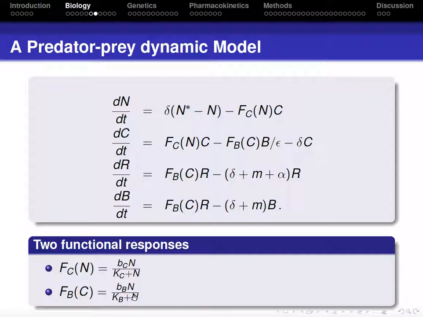So one thing we can do in statistics is that we should be able to estimate this function as a function of C, and also we should be able to estimate this f(N) function as a function of N, right? If we can estimate these two functions from the data directly, then this is a good way to validate whether this functional response is good or not.